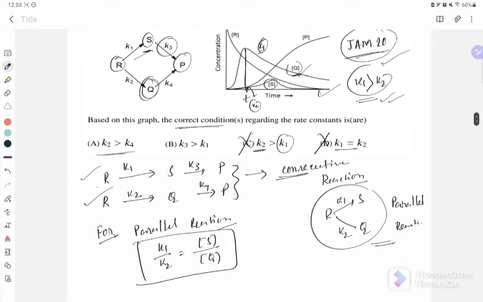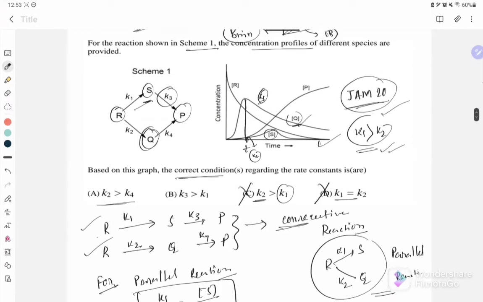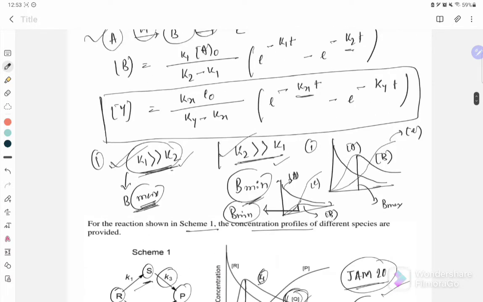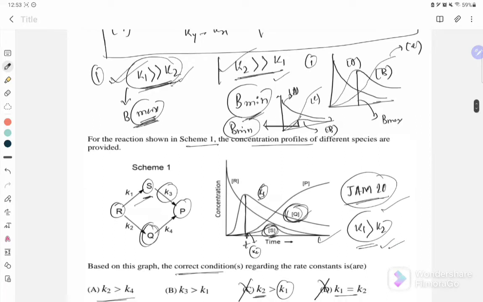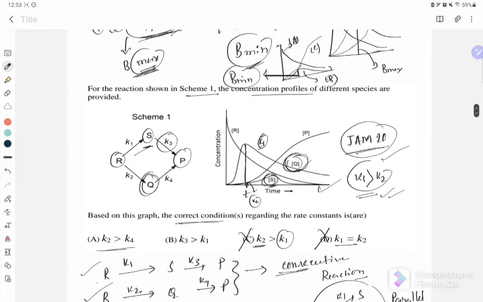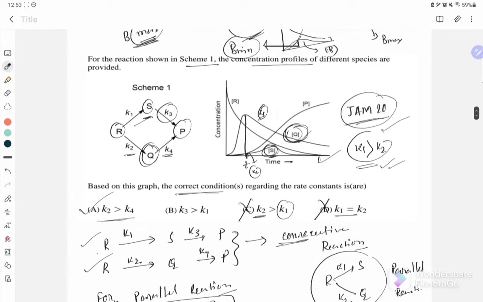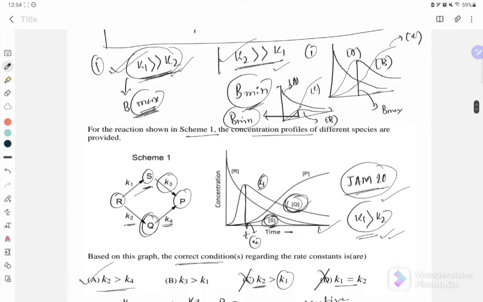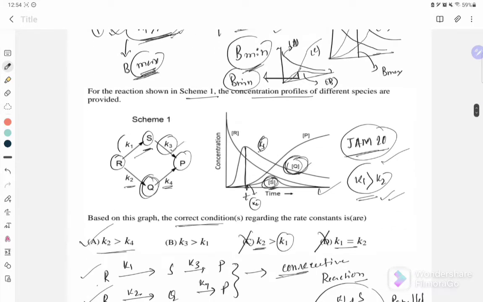So now we can say that here we'll get a peak for Q, and B minimum, just like S is a minimum peak for S. Now Q will follow this equation: Q1 is greater than Q2, because it has a peak. So here K2 is greater than K4, because we get a peak here, so this option is correct. And another one, this one is like the B minimum equation here, so K3 is greater than K1, so option B is also correct.